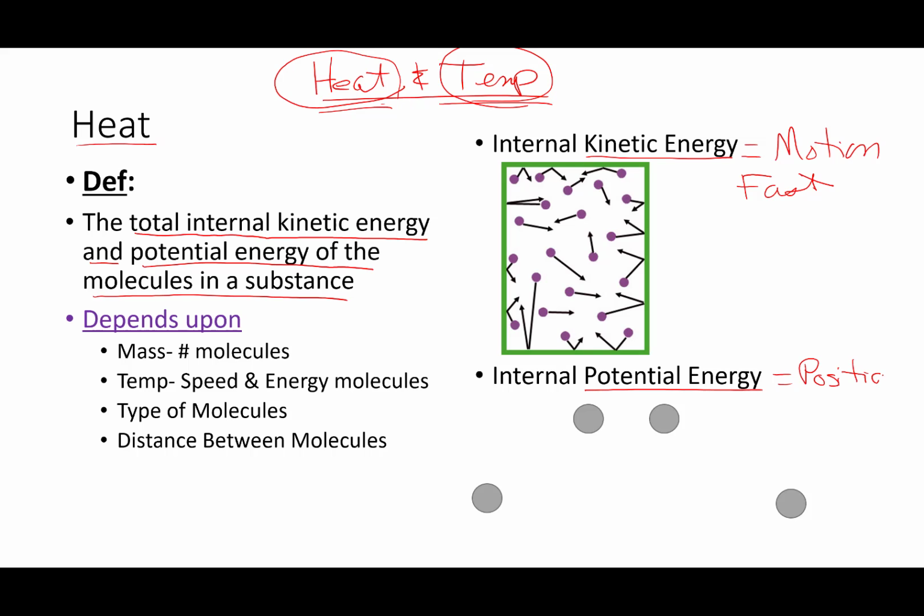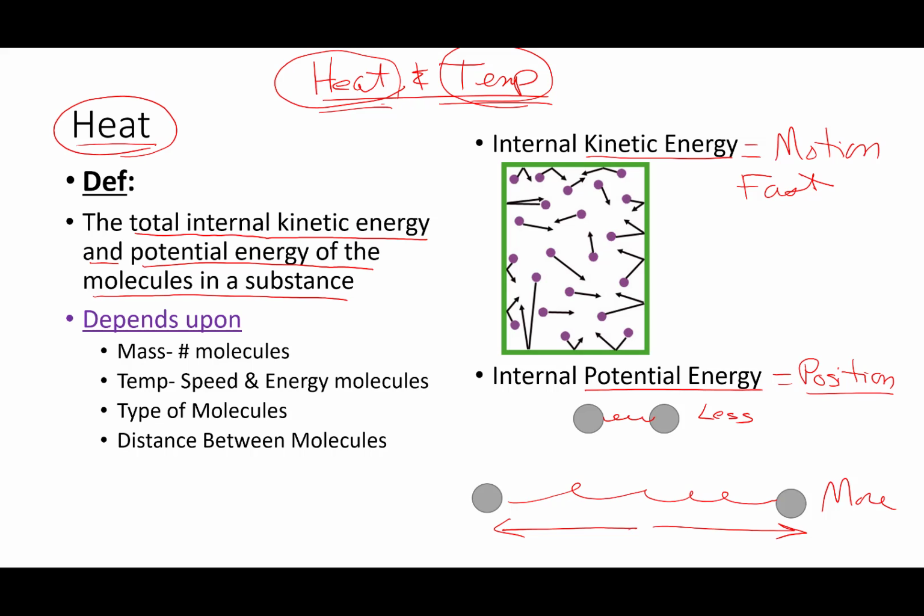And when we talk about energy of position in molecules, what do we mean? We're talking about how far apart molecules are. Molecules that are close together have less internal potential energy than molecules that are further apart. They have more internal potential energy. In other words, you have to put in energy to separate molecules. And this all combines to create the amount of heat a substance is going to have.